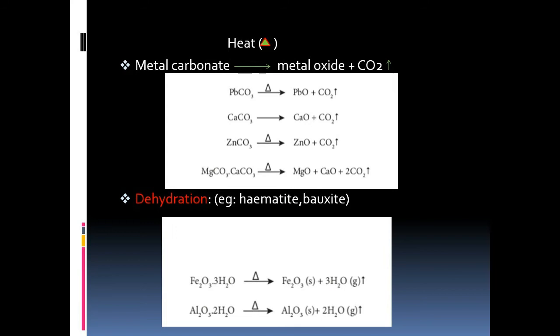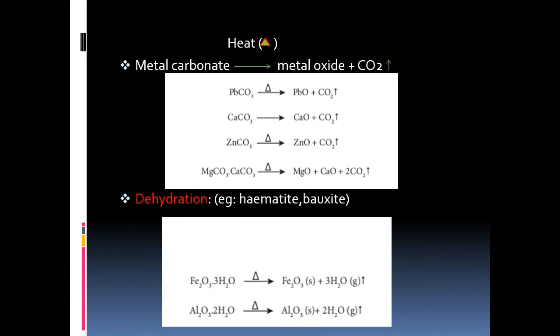Here the calcium carbonate: we are heating in the absence of air. It gives calcium oxide plus carbon dioxide. Here calcium oxide, CaO, is also known as quicklime. Then zinc carbonate gives zinc oxide, then carbon dioxide. And MgCO3.CaCO3, when heated, gives MgO plus CaO plus 2CO2; the carbon dioxide is removed as impurity.